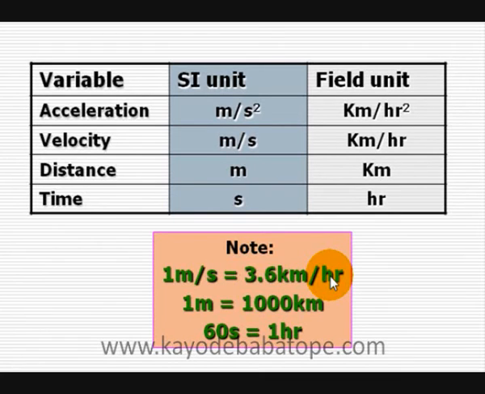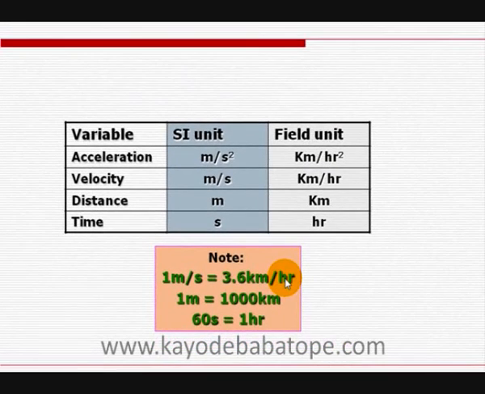So it is 1 meter per second that you will use in your equation. Based on this, you can calculate also the value of any other kilometer per hour. For example, 36 kilometers per hour will be equal to 36 divided by 3.6. That gives 10 meters per second.